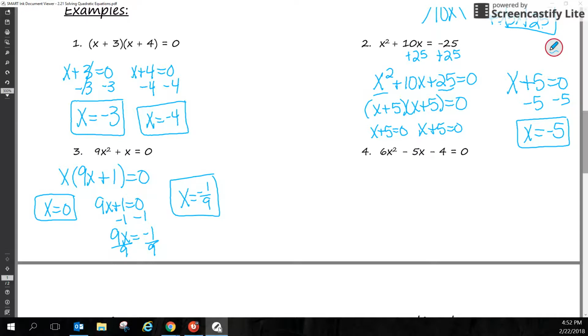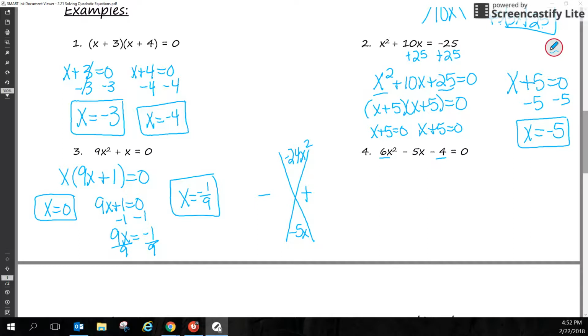All right, number 4. First step, is it set equal to 0? It is. Second step, we need to factor this guy completely. So here's my x. I've got first term times last term. 6 times negative 4 is negative 24 x squared. Middle term goes in the bottom, negative 5. Since we're negative on the top, one's going to be negative, one's going to be positive because we're subtracting. So two numbers that multiply to 24, subtract to 5.